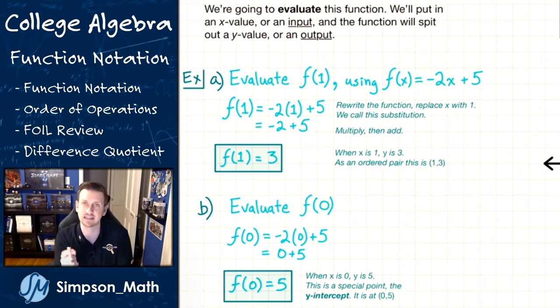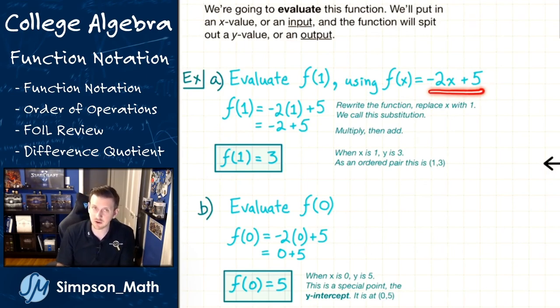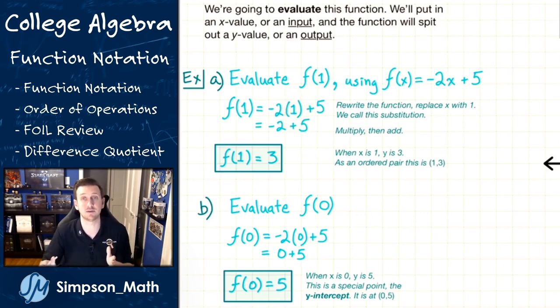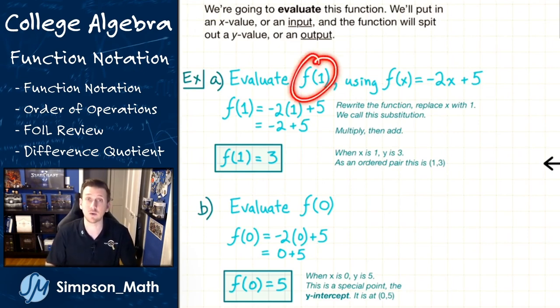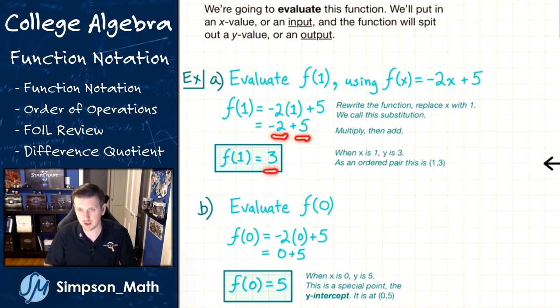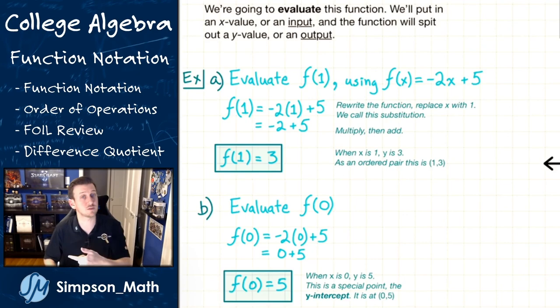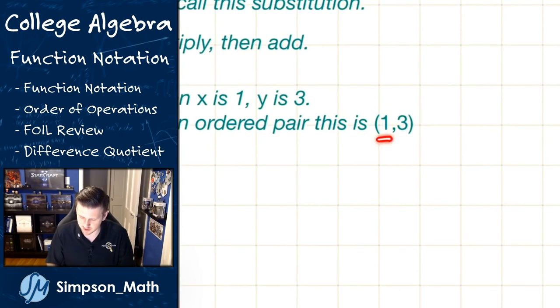So we're going to do that exact same thing when we evaluate, right? So I have this negative 2x plus 5. If I'm going to be evaluating at f of 1, instead of writing an x, I'm going to just write a 1 in its place. This is just a fancy way of, in symbols, saying, hey, if x is 1, what's y? That's really all that this says. So when x is 1, I plug in a 1. Negative 2 times 1 is negative 2. Negative 2 plus 5 is 3. So that tells me, when x is 1, y is 3. That's basically an ordered pair here. So I could write this as (1, 3).